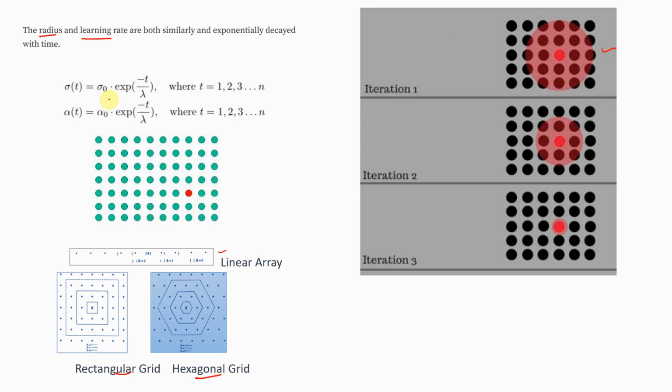The radius of the neighbors will be reduced, or exponentially decayed, every time the number of iterations increases. At the same time, the learning rate is also reduced at every iteration. This is the formula for decaying the radius in every iteration, and this is the formula for decaying the learning rate.